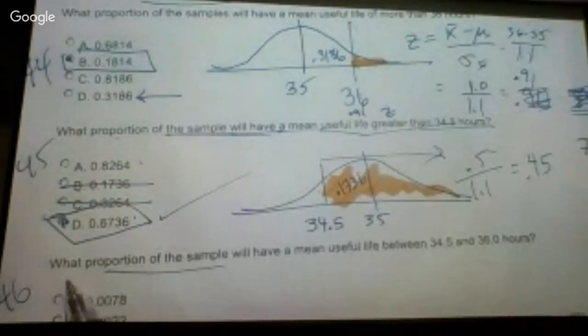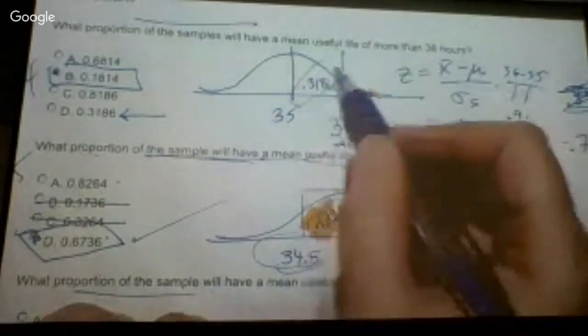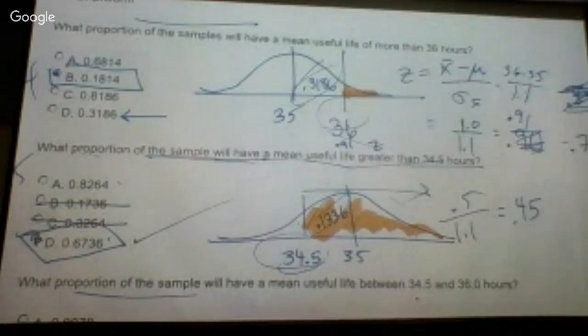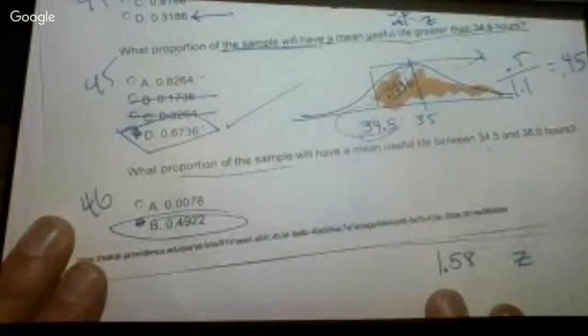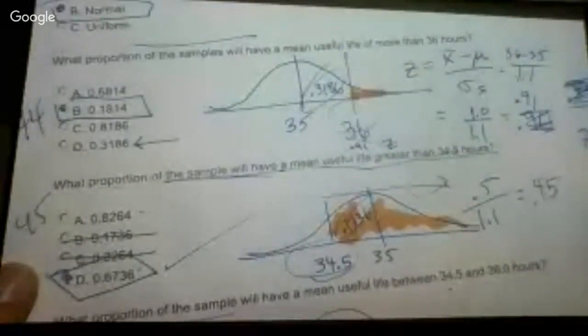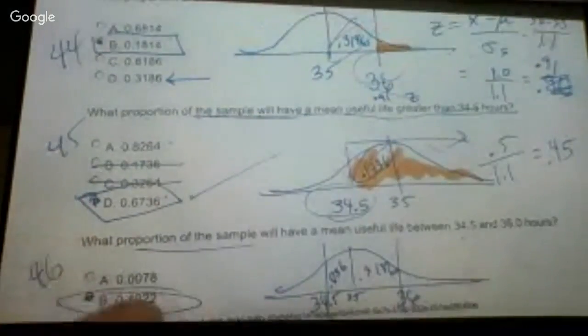46. We're so close to the end. What proportion of the sample will have a mean life between 34.5 and 36? What do we got to do with that one and that one? Jill, add them up. 17% and 32% gives me about 49%. 46B. All we did was say between 34.5 and 36. We got this from the previous one. 46B.